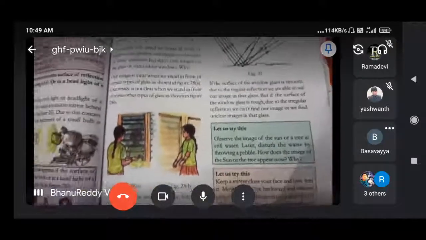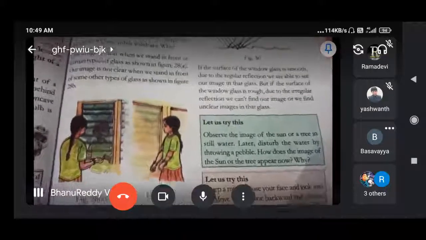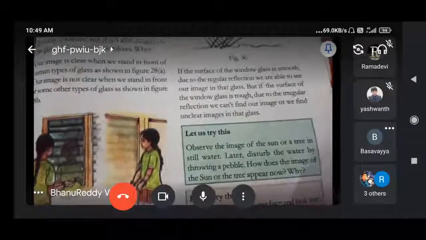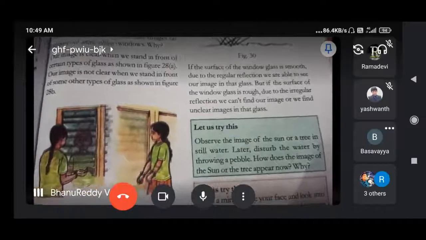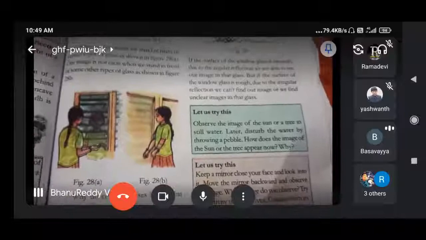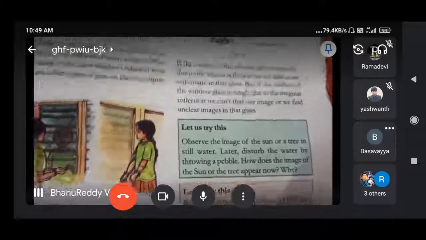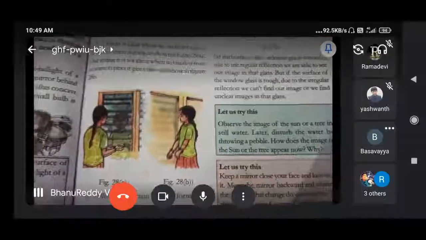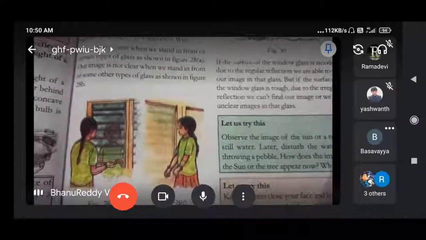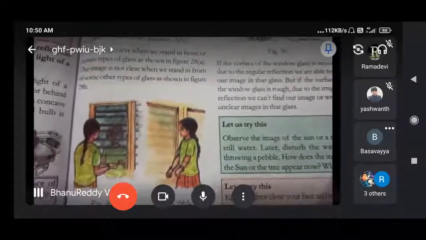So here, see, still water. Observe the image of the sun or a tree in still water. Later, disturb the water by throwing a pebble. How does the image of the sun or tree appear now? If we disturb that water, what is that image, how does it look? Can you guess?